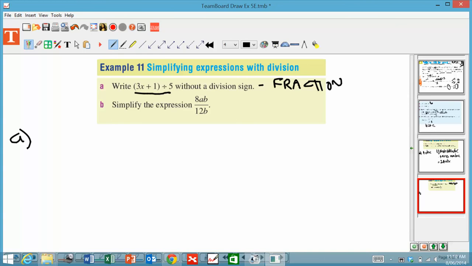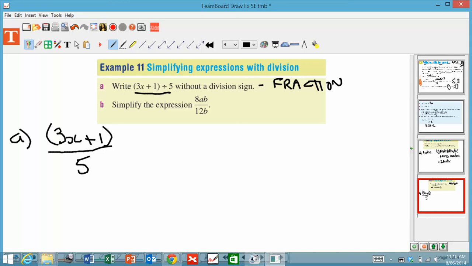On top goes the thing being divided, which is the one out in front. You don't have to put the brackets in. You can if you want to; you're not wrong if you do. And divided by, so there's our vinculum, our fraction part. That means divided by 5. And that's it. That's all you've got to do.